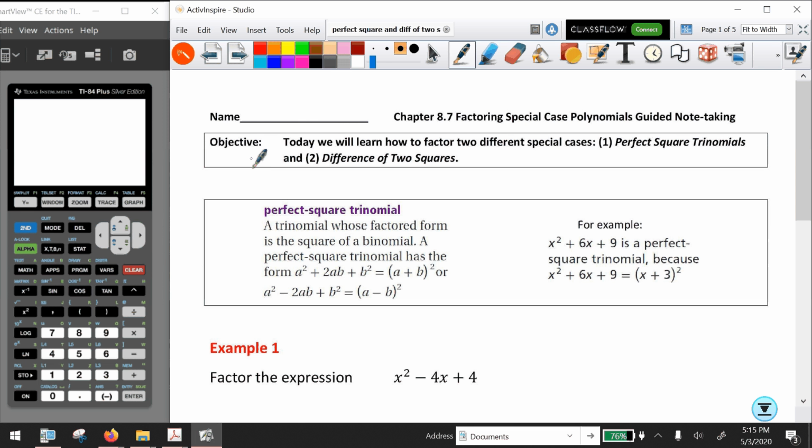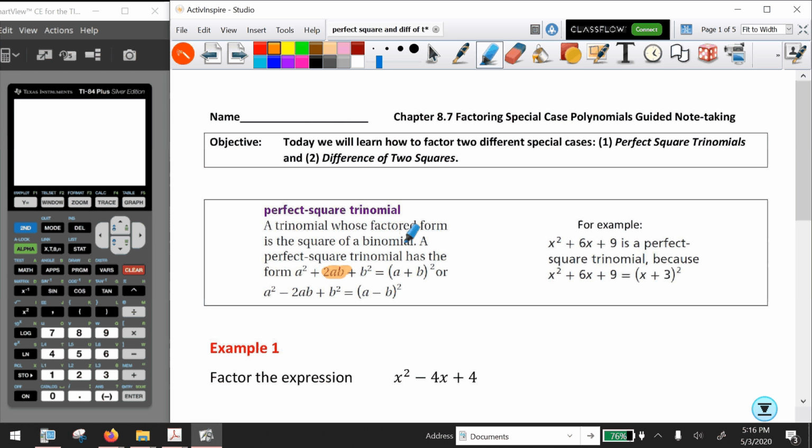A perfect square trinomial is a trinomial whose factored form is the square of a binomial. And you can recognize a perfect square trinomial because they always have this property here. The middle term is always equal to twice the square root of the first term multiplied by the square root of the last term. That's what a squared plus 2ab plus b squared means. And if that occurs, you're always allowed to factor this as the quantity a plus b squared, where a is the square root of the first term and b is the square root of the third term.